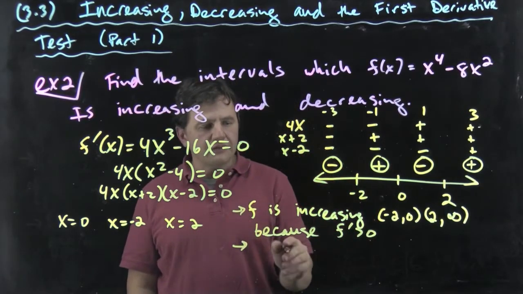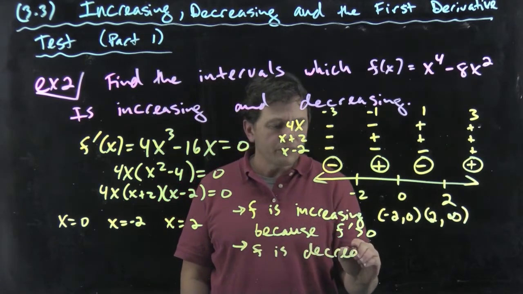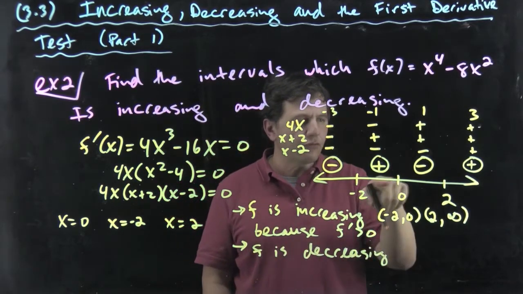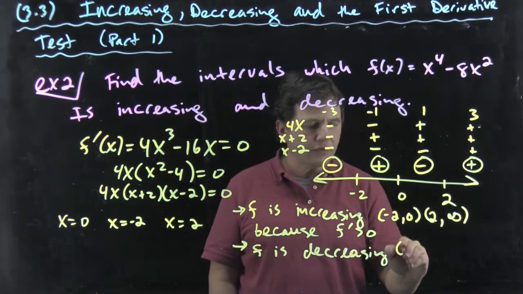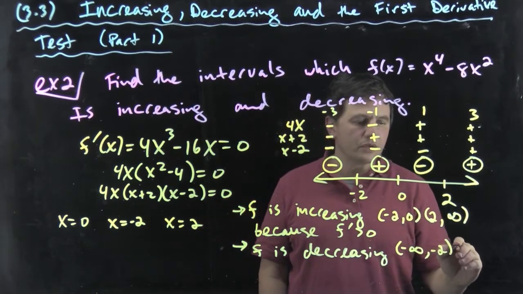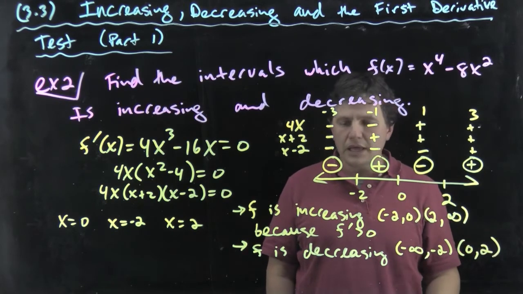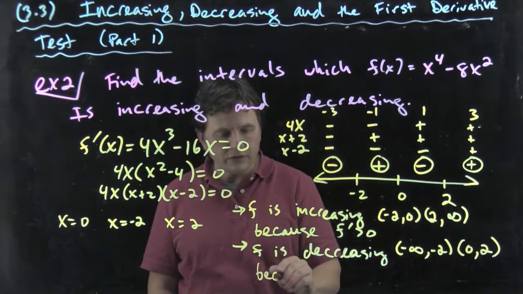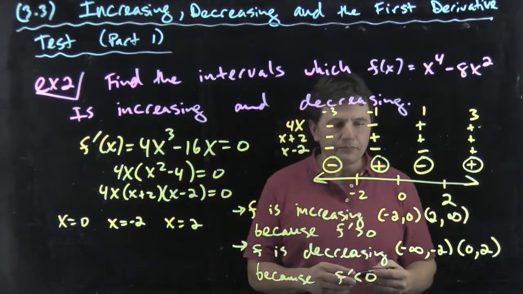Okay? And then finally, f is decreasing. Once again, I'm looking for when our derivative is negative, so that's going to be negative infinity to negative 2, and then 0 to 2. And that is because f prime is less than 0.